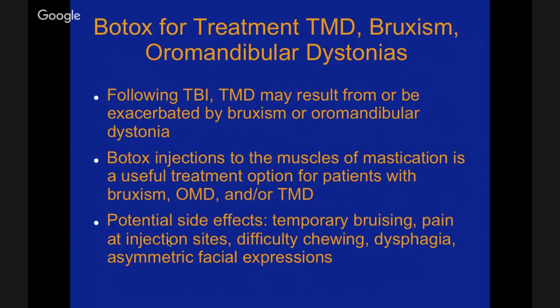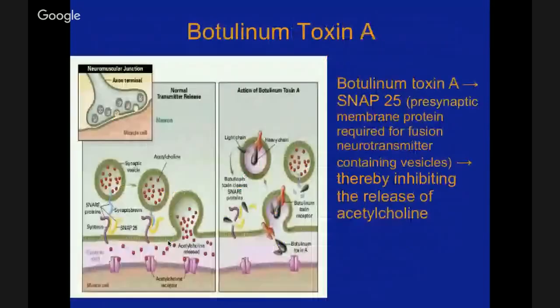So Botox for treatment of temporomandibular dysfunction, bruxisms, oromandibular dystonias. Following a traumatic brain injury, TMD can result from or be exacerbated by bruxisms or oromandibular dystonias. Botox injections to the muscles of mastication can be a useful treatment option for these patients. Potential side effects include temporary bruising, pain at the injection site, difficulty chewing, dysphagia, and asymmetric facial expressions.